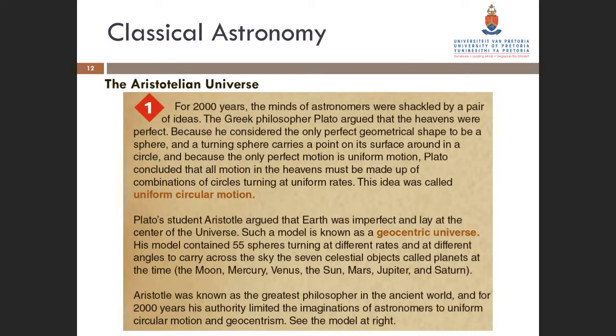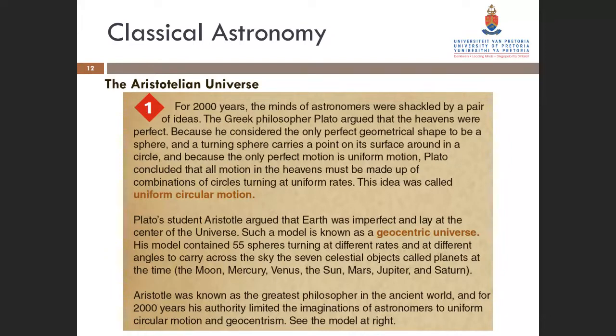For 2,000 years, the minds of astronomers were shackled by a pair of ideas. The Greek philosopher Plato argued that the heavens were perfect because he considered the only perfect geometrical shape to be a sphere. And the turning sphere carries a point on its surface around in a circle. And because the only perfect motion is uniform motion, Plato concluded that all motion in the heavens must be made up of combinations of circles turning at uniform rates. This idea was called uniform circular motion.